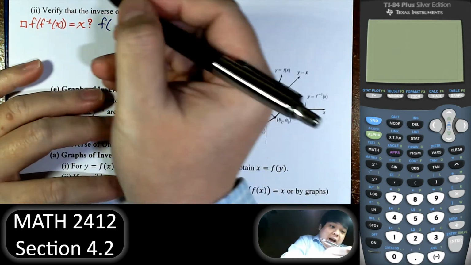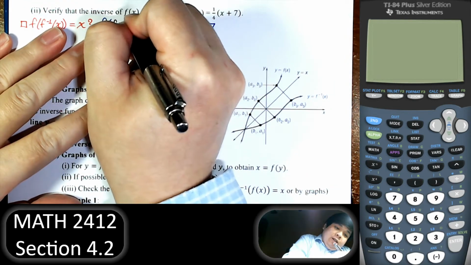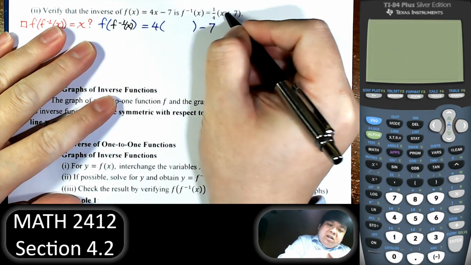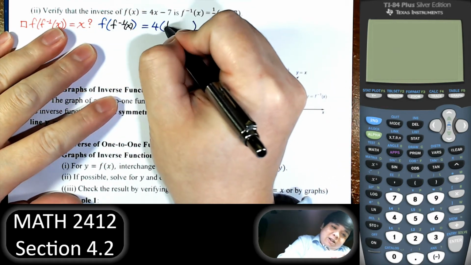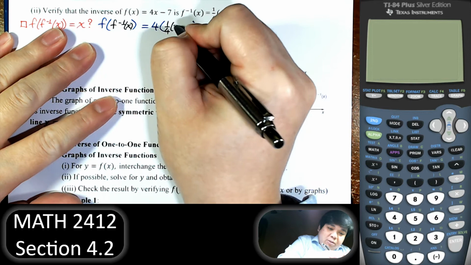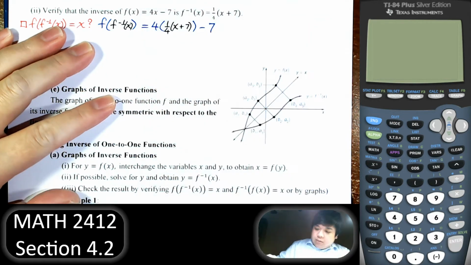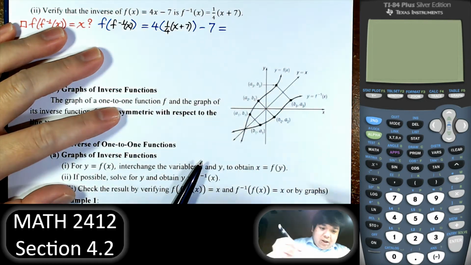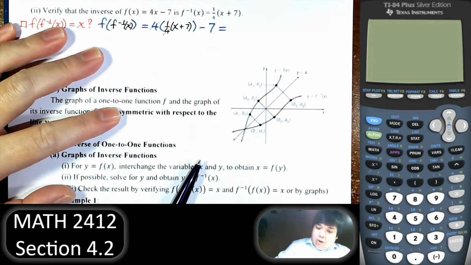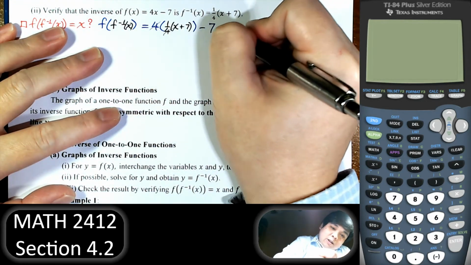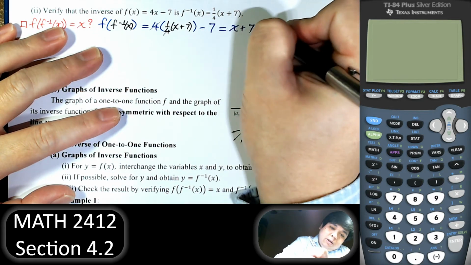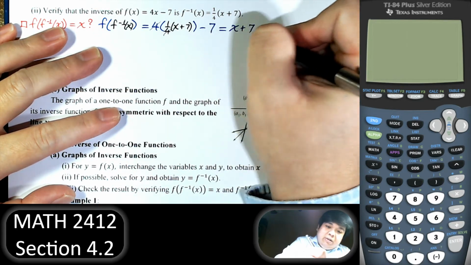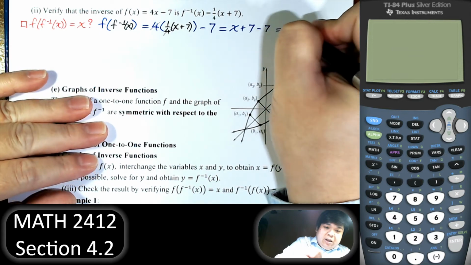That's what a function does. Now instead of that, I will put the inverse. And the inverse will be the same as this, 1/4 x plus 7. Now, 4 and 1/4 cancel out. We have x plus 7 minus 7. 7 and 7 cancel out, we have x. That checks.